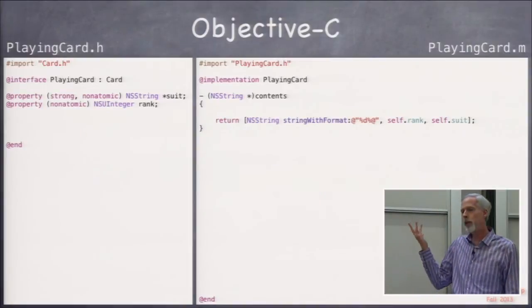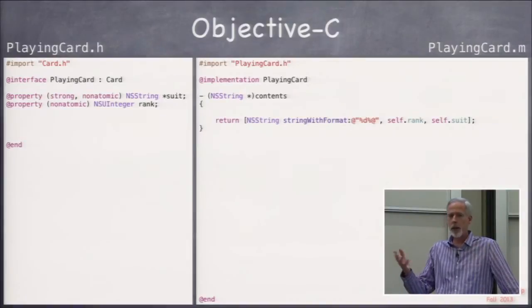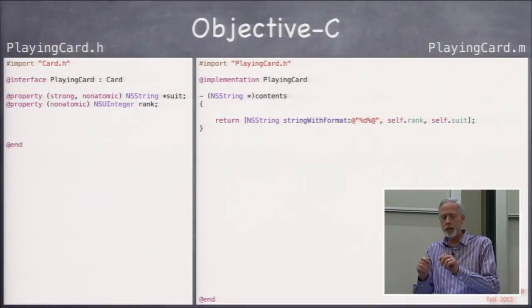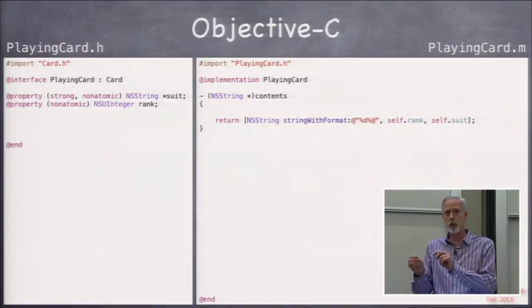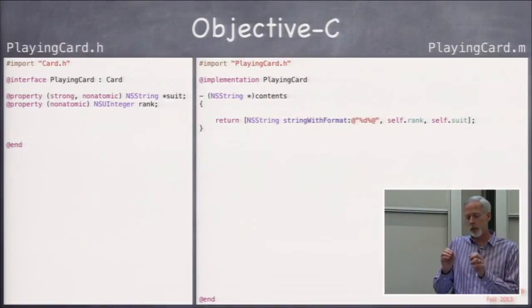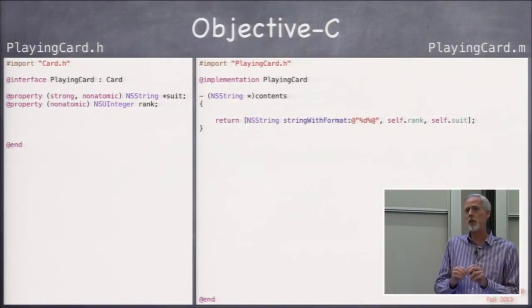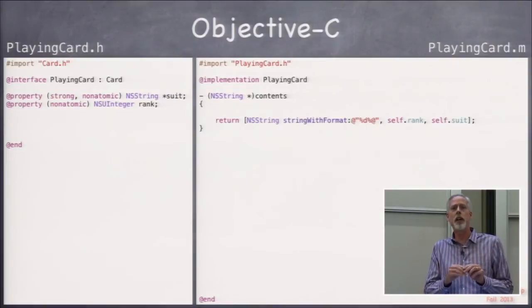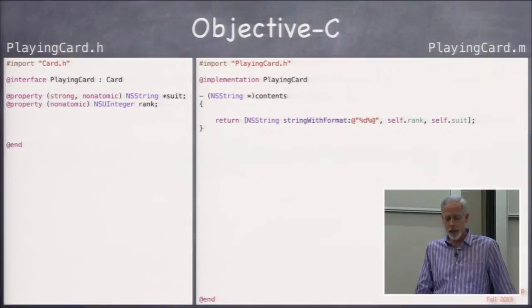Now, here's a way we could implement it. We could just return a string, and a string with format is like printfing a string. Don't worry about that syntax too much. I'm printfing a string with %d and %@. So %d means an integer, %@ means an object, a string representation of an object. And then I'm just using the rank and suit. So this would be one way to do my contents. It's not a very good way because, for example, the jack of hearts would say 11 hearts. Well, no, it's not going to say J at least. We want to say J, not 11. So this is not a very good way.